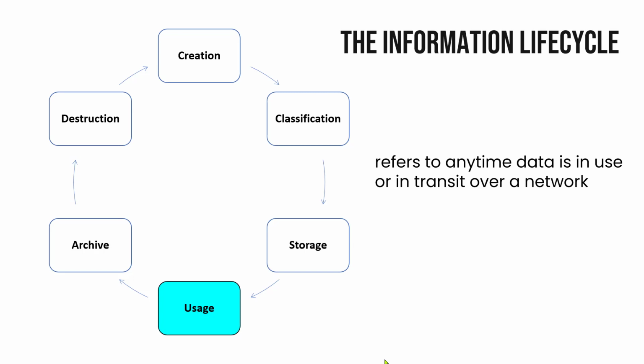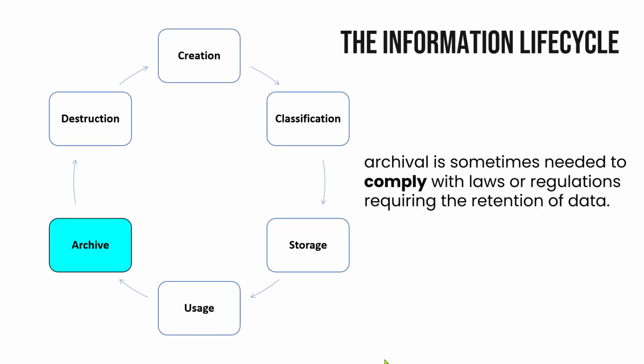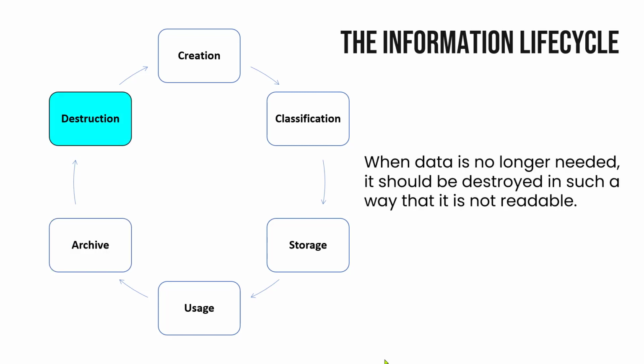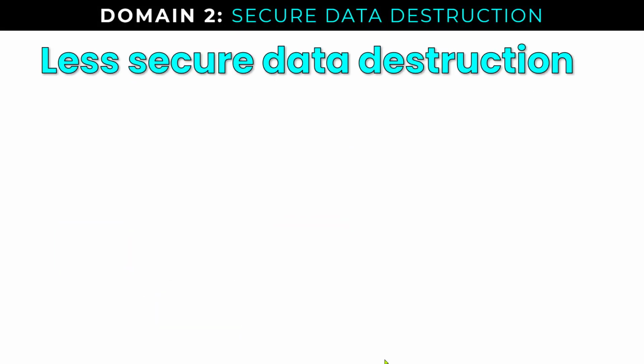Usage refers to any time data is in use or in transit over a network. Archival is sometimes needed to comply with laws or regulations requiring data retention. And when data is no longer needed, it should be destroyed in such a way that it is not readable or recoverable. So I want to talk about the less secure data destruction methods.